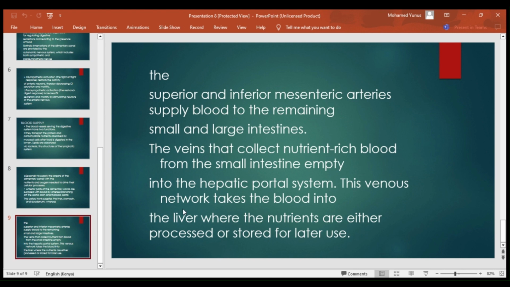So the veins that collect nutrient-rich blood from the small intestine empty into the hepatic portal vein. This venous network takes the blood into the liver, where the nutrients are either processed or stored for later use.